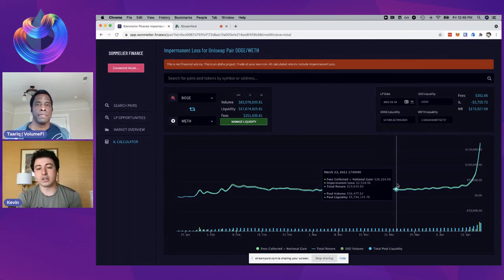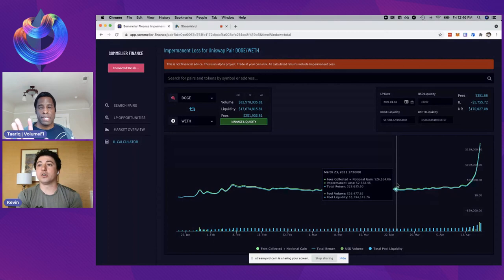And then the other things you can look at are volume and liquidity. So again, the more volume, the better, because you're collecting fees. But the more liquidity in a pair, the more LPs those fees will be spread around. So fees with high volume and low liquidity are great for LPs from a returns perspective.